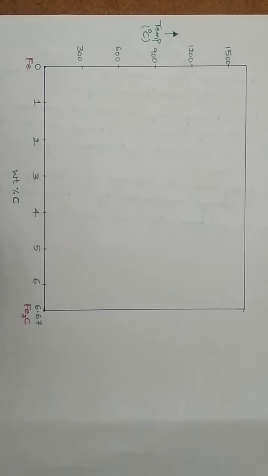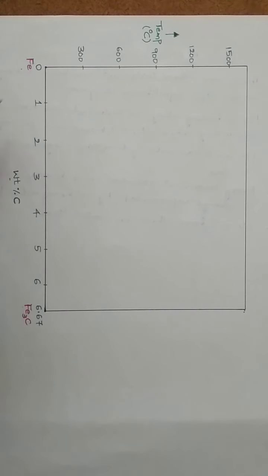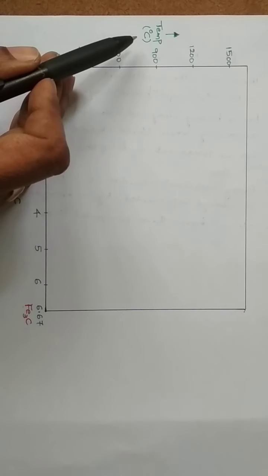As we all know, in a phase diagram we have weight percentage of solute on the x-axis. In this case we have iron and carbon. Carbon reacts with iron and forms a compound known as Fe3C. The x-axis is the weight percentage of carbon, and the maximum amount of carbon that can be dissolved in iron is 6.67 weight percentage. On the y-axis we have temperature.